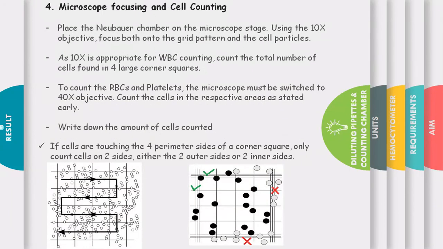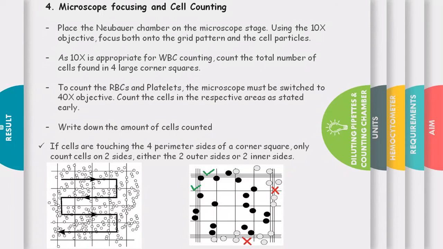Fourth one is microscopy, focusing on the cell counting. Place the Neubauer's chamber on the microscope stage. Using the 10x objective, focus both onto the grid pattern and the cell particles. As 10x is appropriate for WBC counting, count the total number of cells found in the 4 large corner squares.